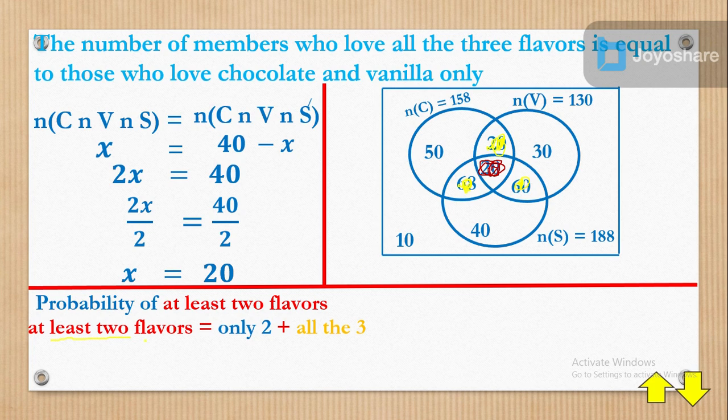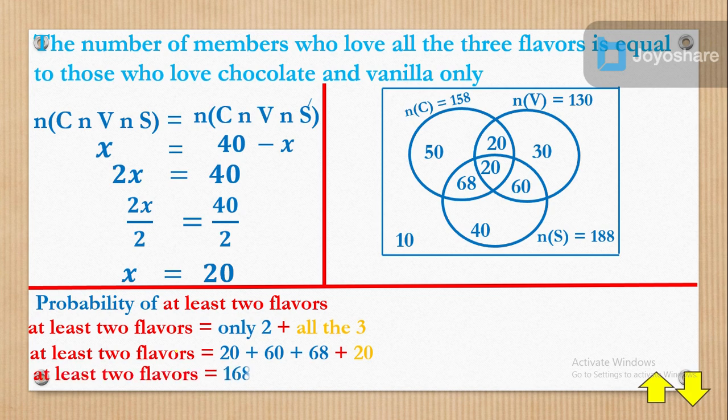Please, if you can't understand these statements, go in the playlist. You have a full topic about sets. You can learn more about it. You will understand why it is like that. So at least 2 will now be 20 plus 60 plus 68. I think you can see it from up there. Let me erase this so that you can see clearly. Now let's get that answer for at least 2. That answer will give us 168.